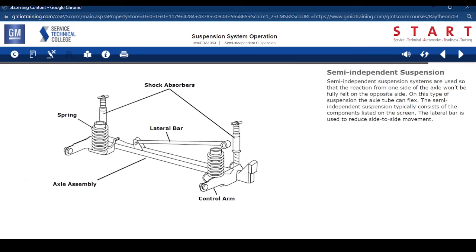Semi-independent suspension systems are used so that the reaction from one side of the axle won't be fully felt on the opposite side. On this type of suspension, the axle tube can flex. The semi-independent suspension typically consists of the components listed on the screen. The lateral bar is used to reduce side-to-side movement.